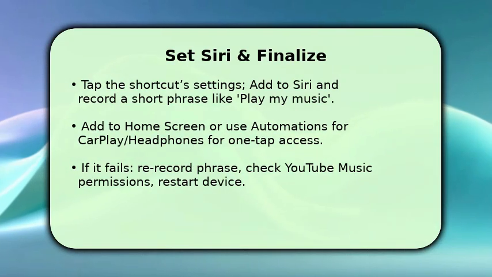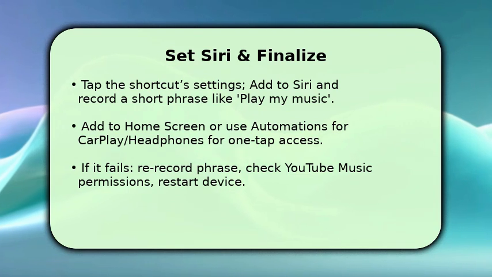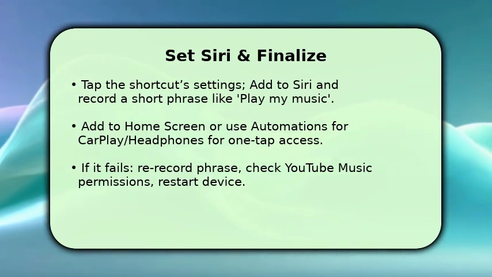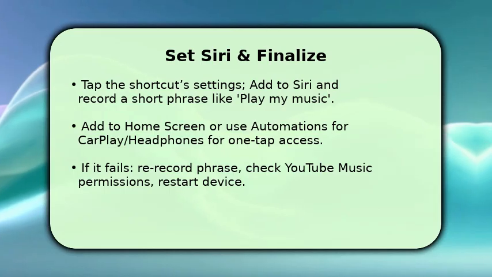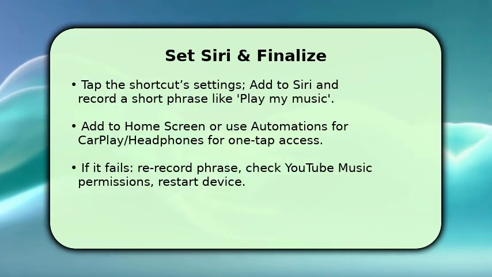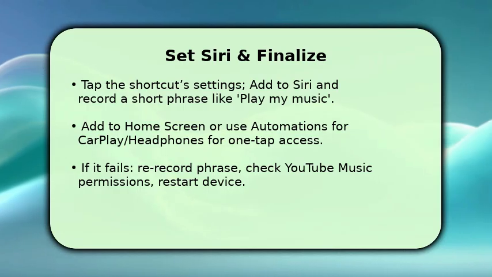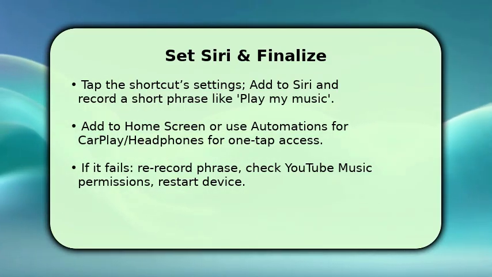Finish by tapping the shortcut settings and choose Add to Siri. Record a concise phrase such as Play My Music so you can speak it naturally. You can also add the shortcut to your home screen or create automations for CarPlay or when headphones connect, making YouTube Music behave like your default in practice.